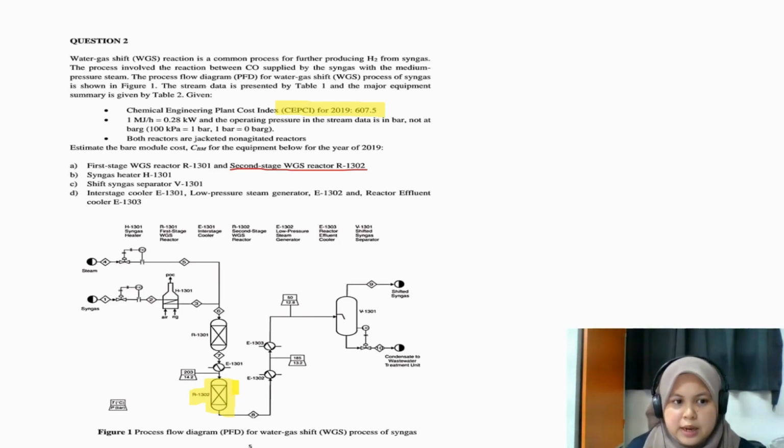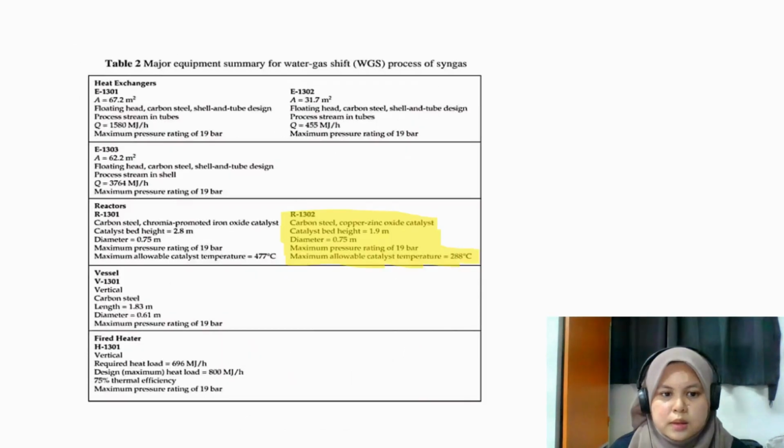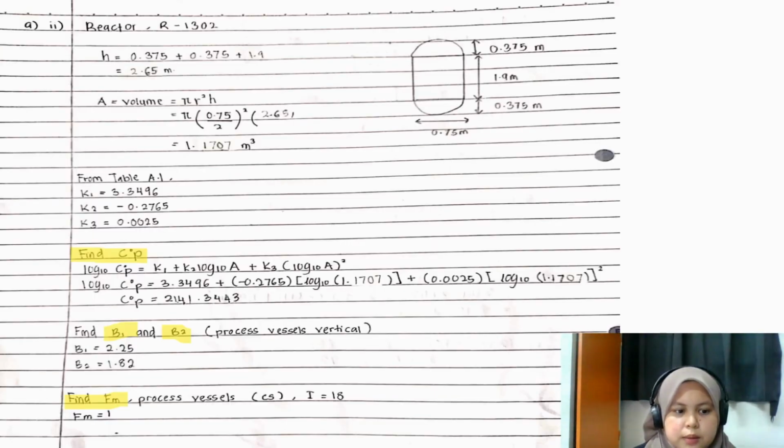I'm going to explain how to estimate the bare module cost, CBM, for the second stage WGS reactor, R1302. So this is the PFD given. Firstly, we need to find H, which is the height of the reactor: 0.375 plus 0.375 plus 1.9. It will be equal to 2.65 meters.